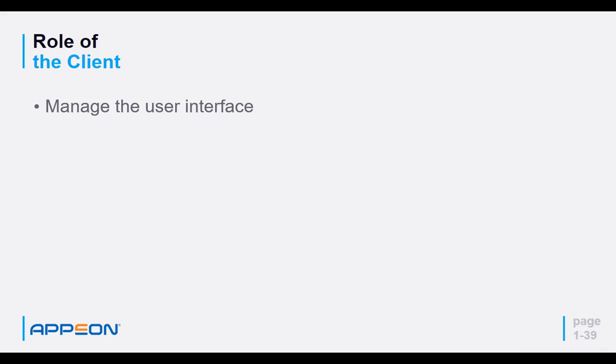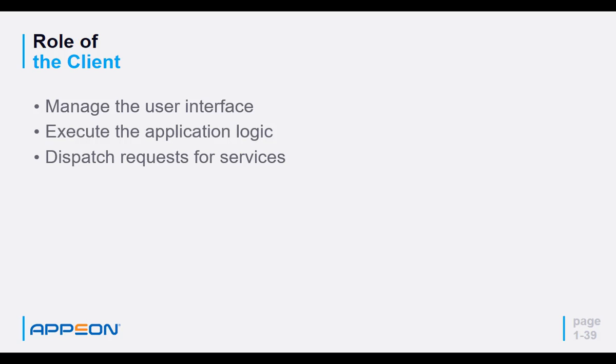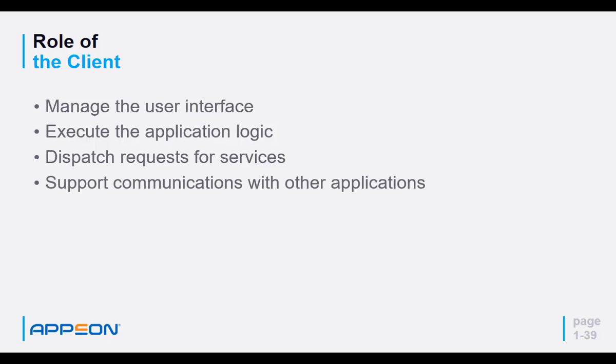The client-server environment, of course, consists of the client, the server, and the network. The client's responsibility is to manage the user interface, execute the application logic, dispatch requests for services, that could be to the local operating system, other parts of its application, or to server components hooked to the network that it's corresponding with, and support communications with other applications. For example, your PowerBuilder application could have direct communication to an Office spreadsheet or a word processor in the background, doing other work for you, and integrate desktop applications, for example, maybe bring in the Microsoft Calculator available within your application as well.